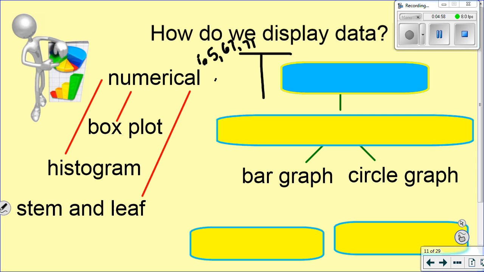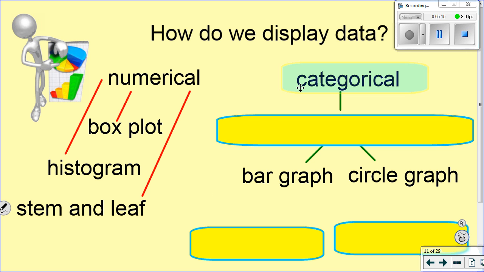So a stem and leaf plot would look something like this: 65, 67, and 71. Remember, that's our stem and leaf plot. So those are ways that we can display numerical data.